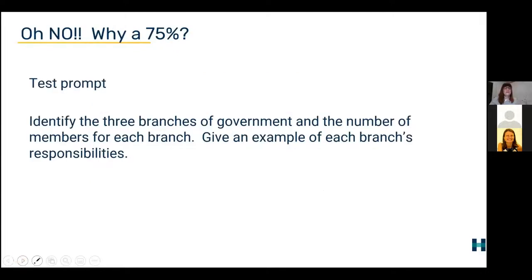Well done. Uh-oh. Got a 75% because when you look at the test prompt: identify the 3 branches of government. Yes, bingo, got it. And the number of members for each branch. Instead, she gave who voted, how they were appointed, and did not follow the test directions.